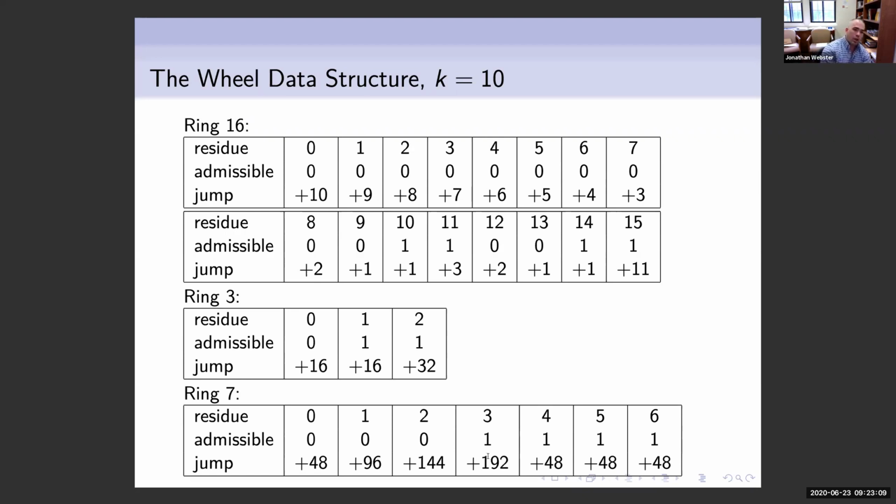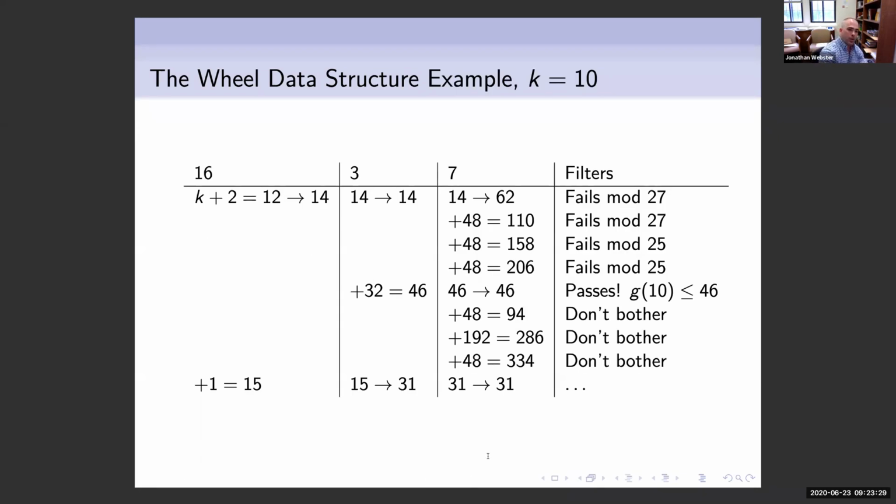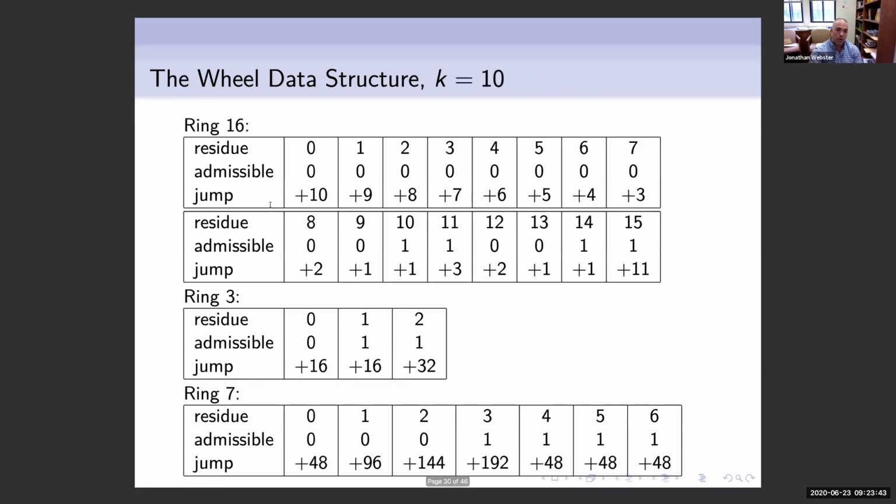And you would construct another set of wheels. I'm not going to show those for the filters because you still need to consider the higher powers of 3, the higher power of 7, and the powers modulo 5 for admissibility to see if it works. So I'll explain this. Now, how do you start? Well, we know that G of 10 has to be at least 12. So we start at 12, but go back really quickly.